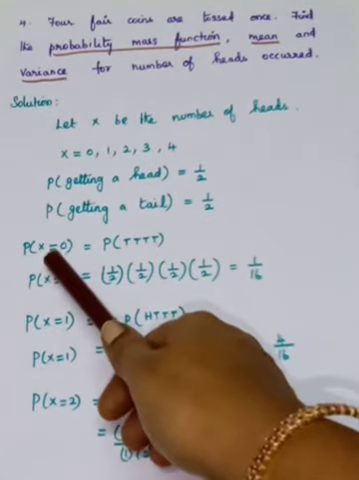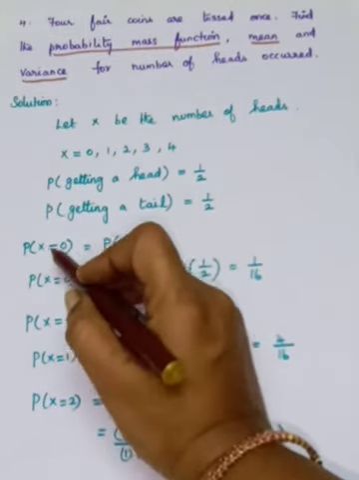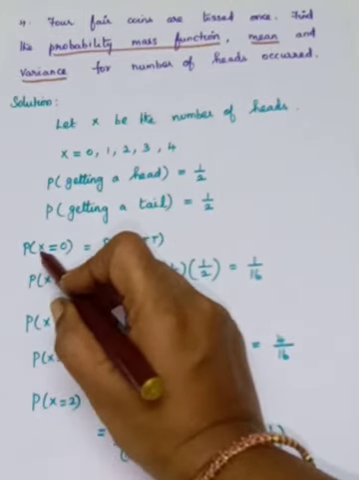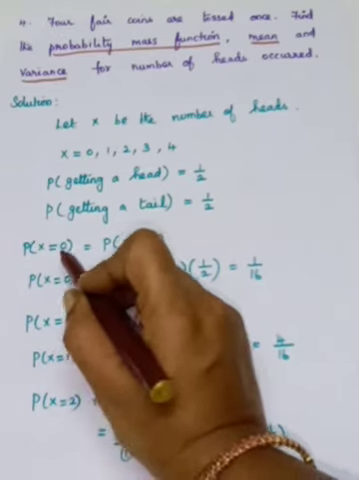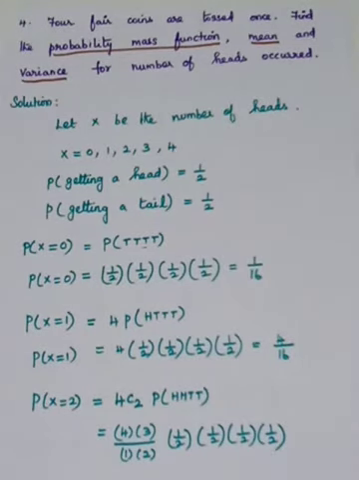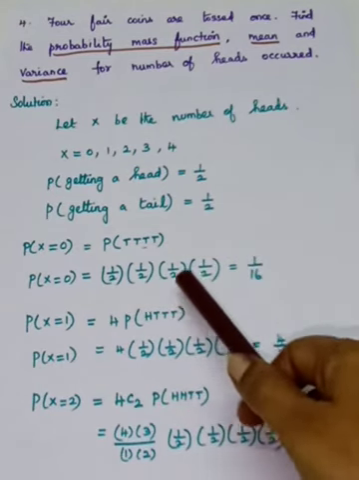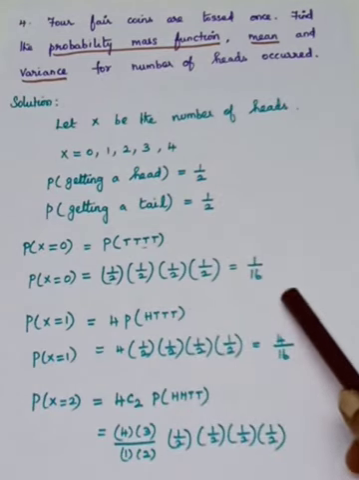So we have to find P of x equal to 0. X is the number of heads. Number of heads is 0 means which event will occur? In all the 4 coins you are having tail. So P of T, T, T, T. Each trial is independent, so it can be written as P of T into P of T into P of T into P of T. The probability of getting a tail in a single coin is 1 by 2. So 1 by 2, 1 by 2, 1 by 2, 1 by 2, that is equal to 1 by 16.